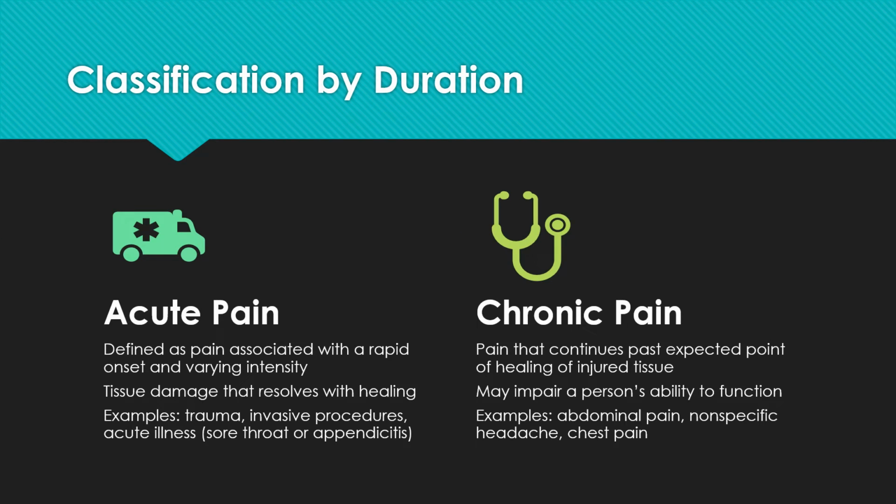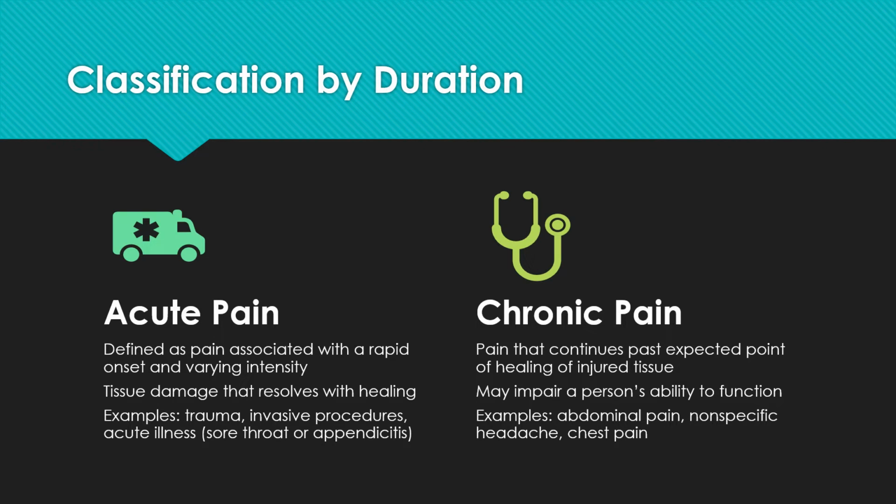So acute pain, so we're looking at duration, right? Acute or chronic. Acute is that rapid onset. It's going to vary in intensity. It may last for a few days, like a trauma, maybe an invasive procedure. Maybe we have a little sore throat. That's going to be that acute pain.